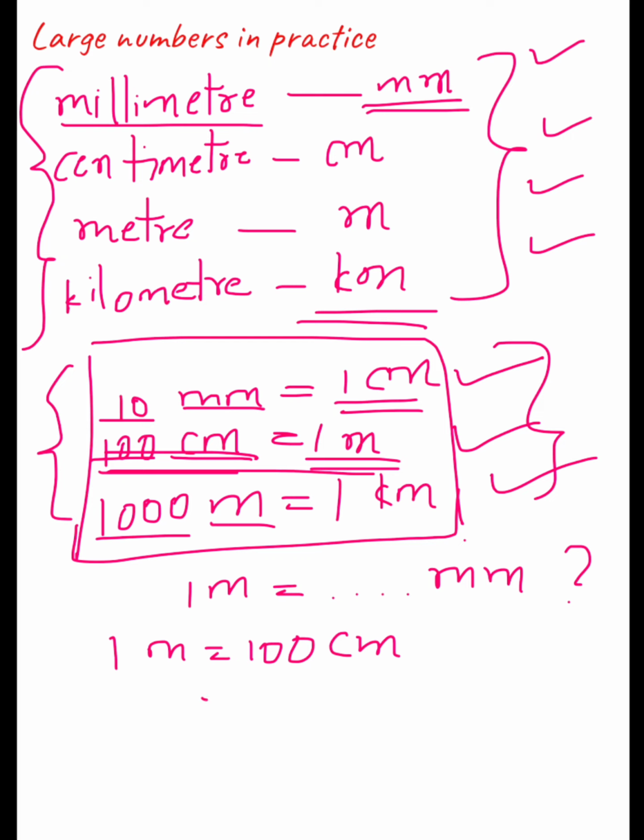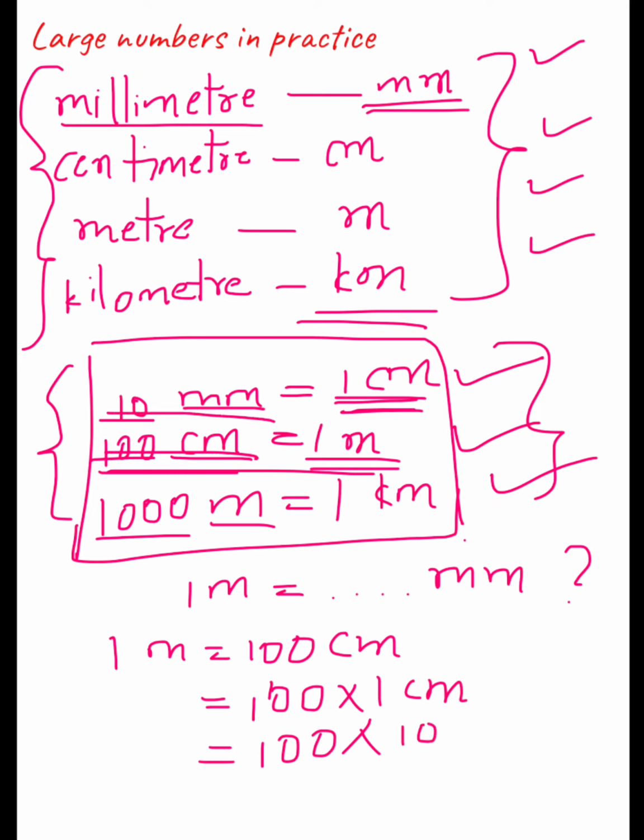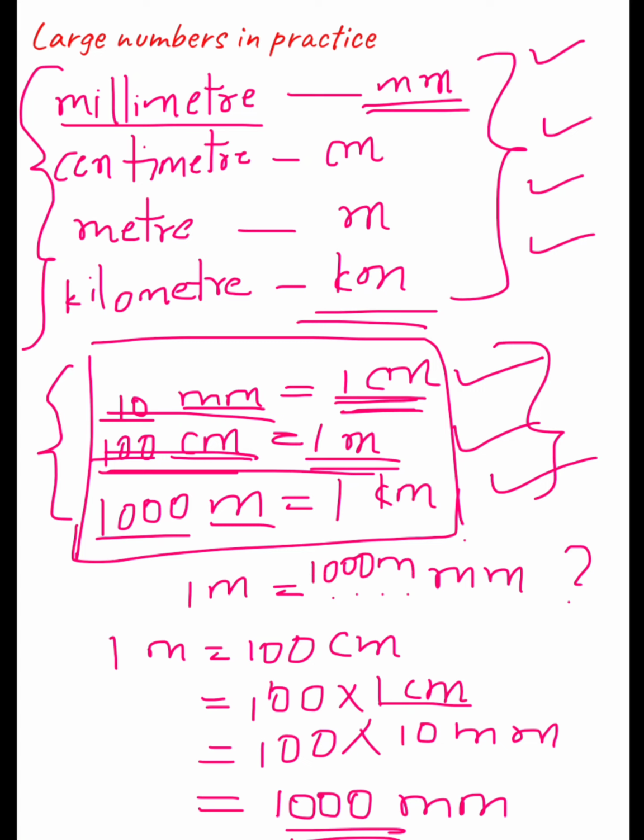And now you know one more thing. 100 centimeter means 100 into 1 centimeter. So, what is 1 centimeter? From the first relation, you know that 1 centimeter equal to 10 millimeter. So instead of 1 centimeter, you can write here 10 millimeter. So 100 into 10, what is 100 into 10? It is 1000. So you can write 1000 millimeter. So you got the answer as 1 meter equal to 1000 millimeter. In this way you can convert the units.